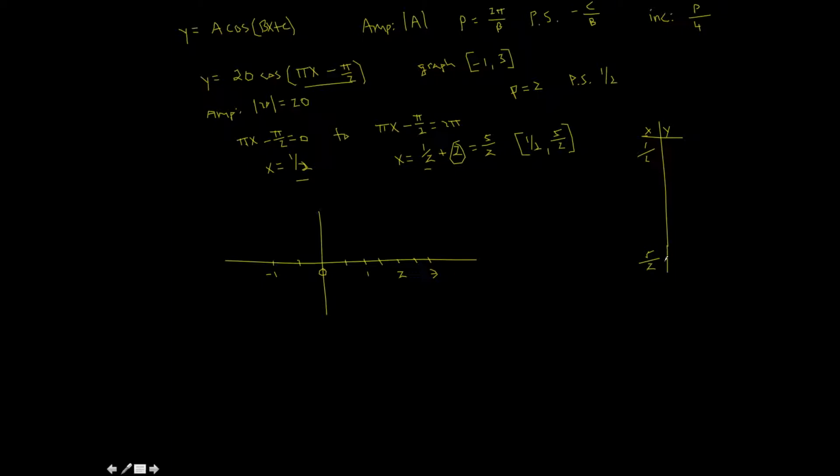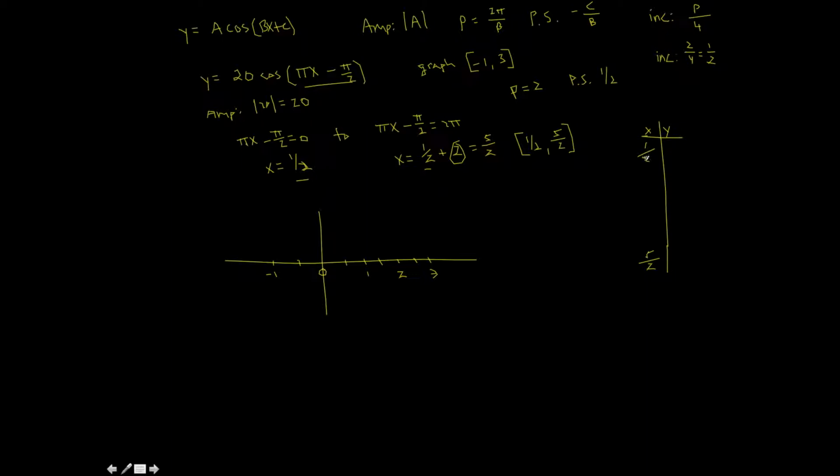Now, how do we find what's in between? Well, this is where our increment comes in. The increment is the period divided by 4. What did we say the period is? The period is 2. So our increment here is 2 divided by 4, which is 1/2. Now, this makes it easy because we're starting at 1/2.